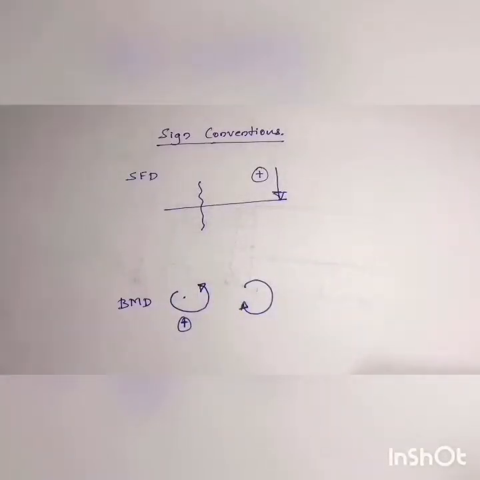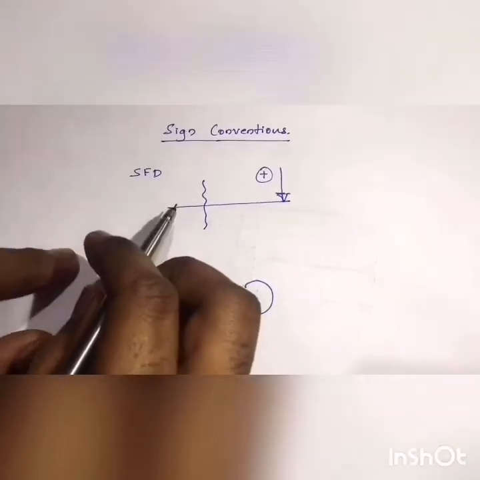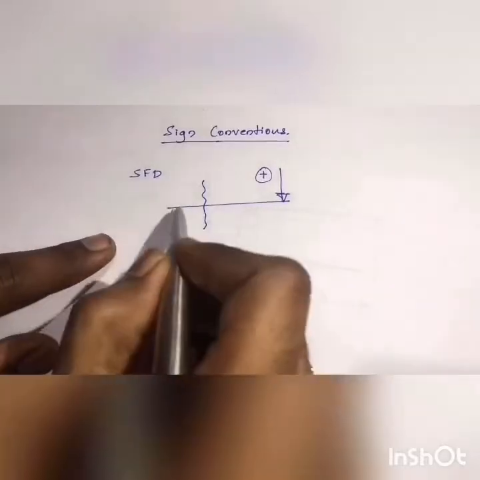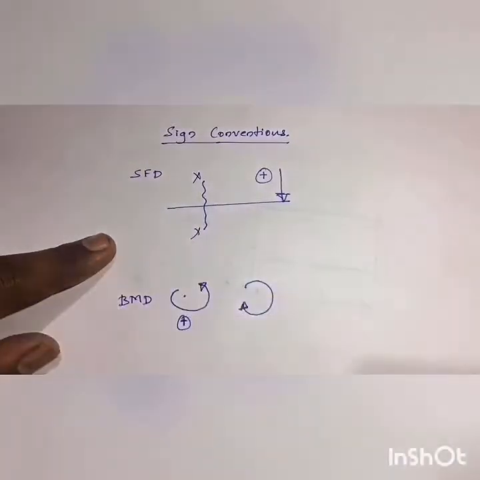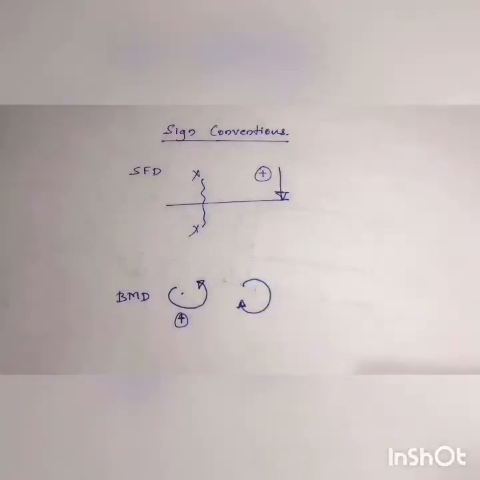Next, we will discuss the sign conventions that we generally use while drawing shear force diagrams and bending moment diagrams. First we will discuss the sign convention for the shear force diagram. It is very simple. Let us say we have a beam like this, and let us say that XX is the section of interest. The load which is acting on the right side of this section and acting downwards is assumed to be positive.